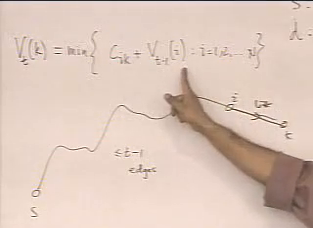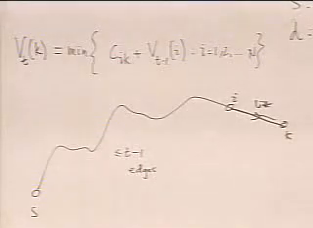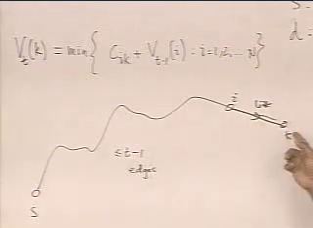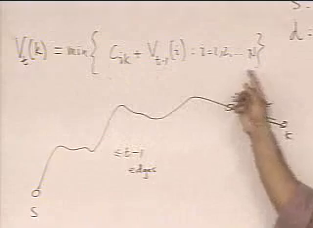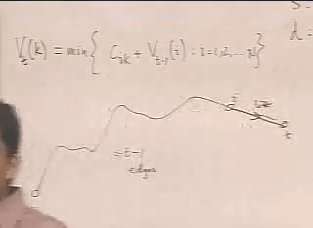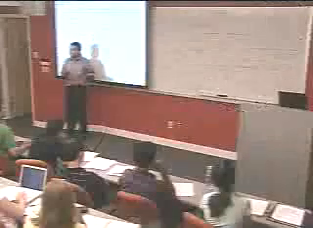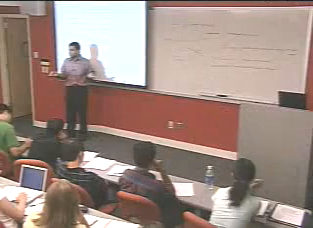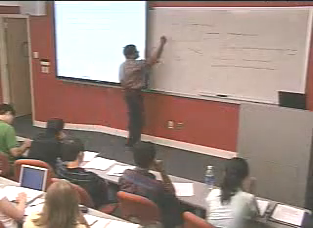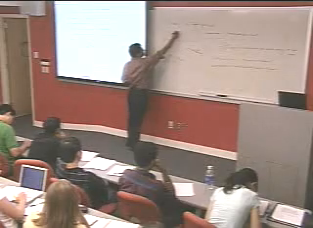V_{T-1}(I) is the cost of going from S to I using T minus 1 or fewer edges. Right? But I don't know which node I'm going to jump in through to K, and therefore I take the minimum over all possible nodes. And I allow the possibility of jumping from K to K, meaning that if you allow T edges, you do no better than using T minus 1 edges. And in order to allow that possibility, I'm just going to say that C_II is equal to 0 for every I.